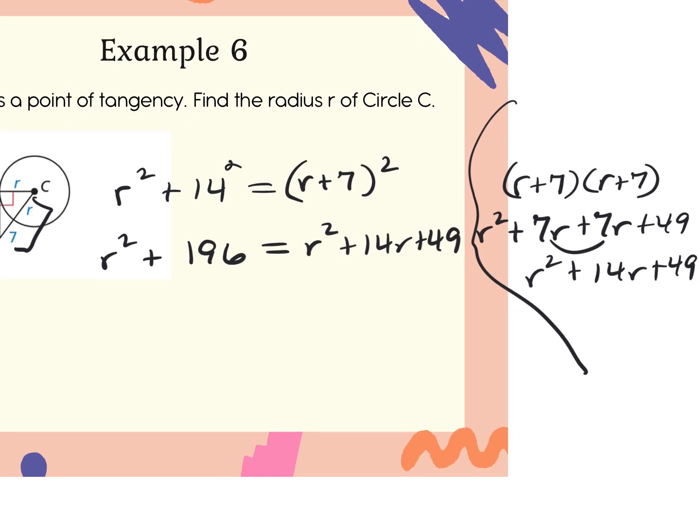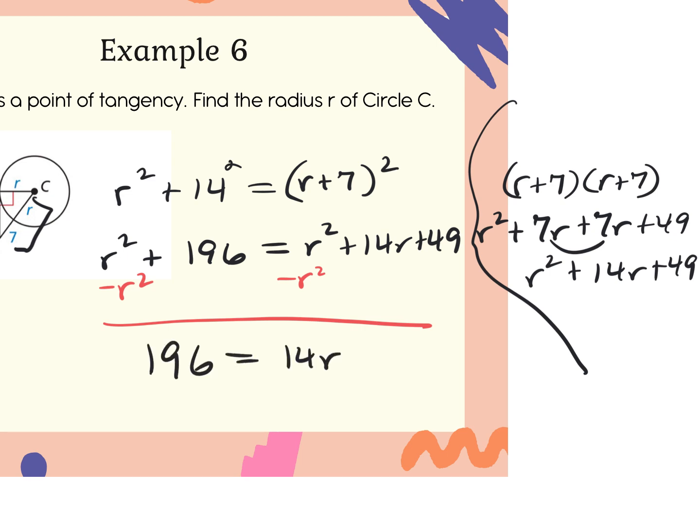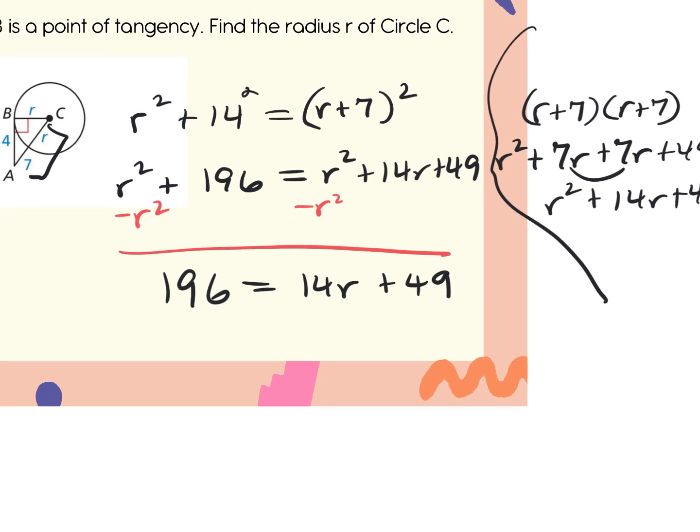And now I need to start combining my like terms. So I'm going to try to group my R squareds together. This will cancel. And now I'm left with 196 is equal to 14R plus 49. I need to get R isolated. So subtract 49 from both sides, cancels this from here, and now you're left with 147 is equal to 14R.